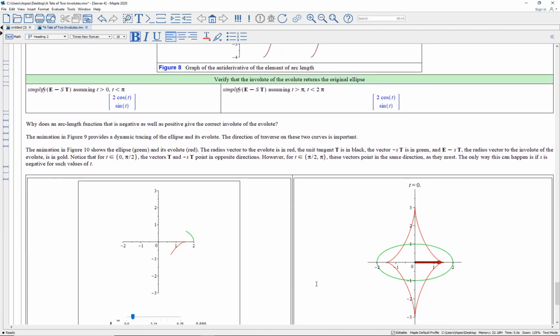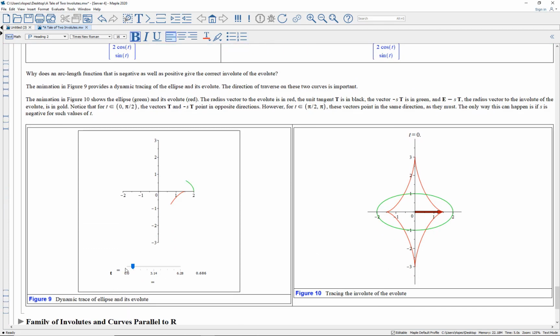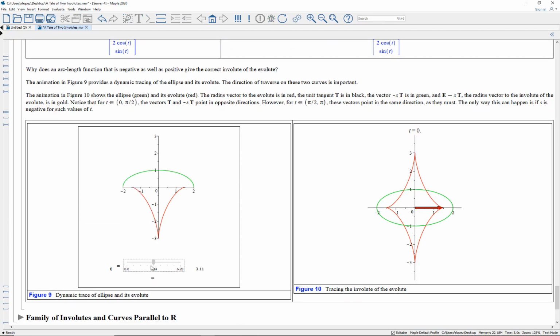So let's draw some pictures. This animation reminds us of how the ellipse and its evolute are drawn. Okay, as this top half, this first quadrant portion of the ellipse is drawn, this fourth quadrant portion of the evolute is drawn. Second quadrant here, third quadrant here. And you can see the direction in which the tracing is done.